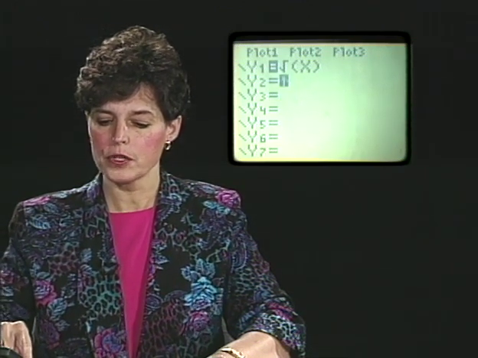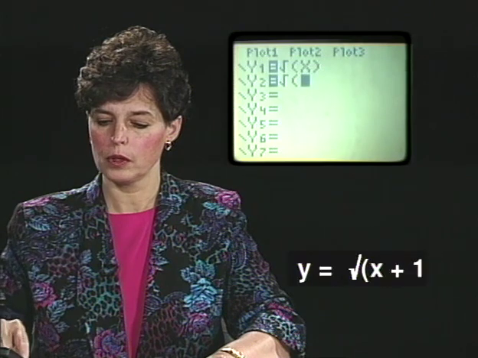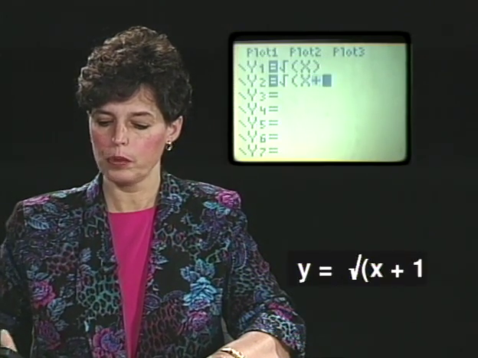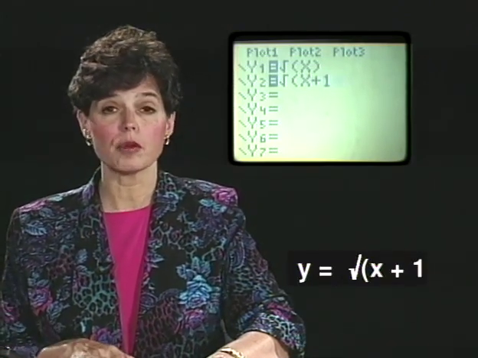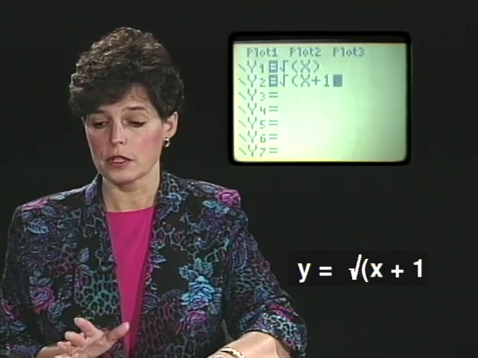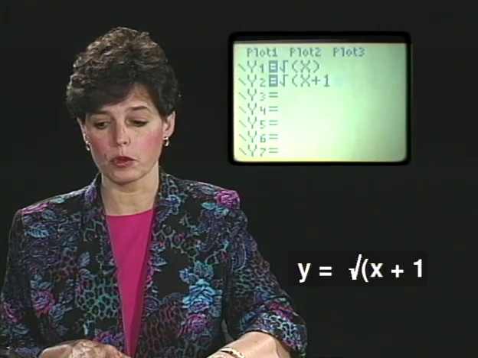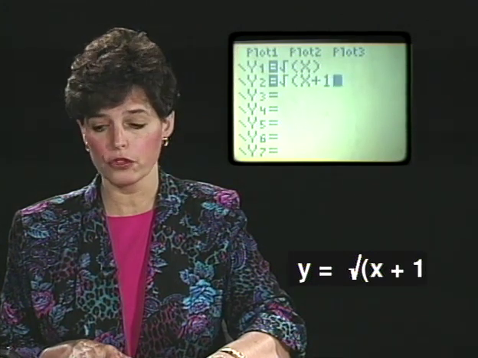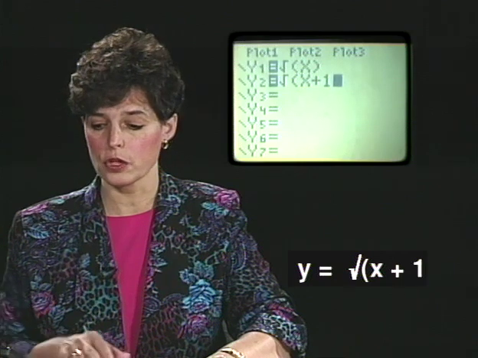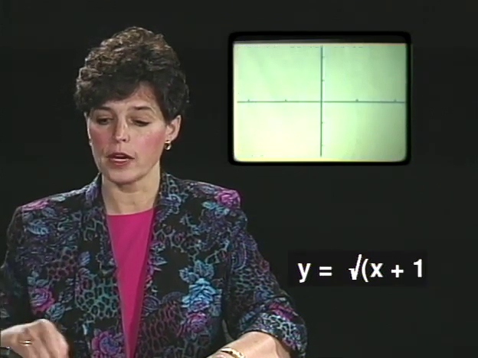And in that second position, I'm going to put the square root symbol, put the x in, put the plus 1, but I'm going to forget to put my parentheses. And that means that the calculator really doesn't know for sure whether you want to enclose the x plus 1 underneath the radical sign or whether you just want the x there. So I'm going to press graph and see what happens.